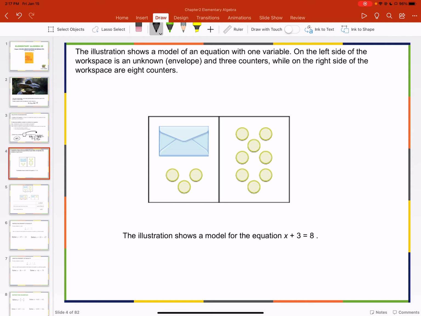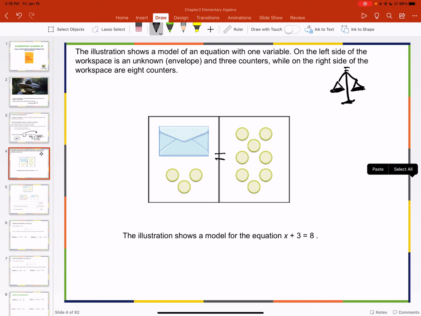So here is a picture of a model of an equation with one variable. On the left side of this workspace, you have an envelope that has something. We don't know how many counters it has, but there are 3 counters on this side. We imagine this line to be the equation. Another thing I forgot to mention, you can also think of an equation as a balance scale. You know, Lady Justice, if you have something that balances the other, they're equal to each other, right?